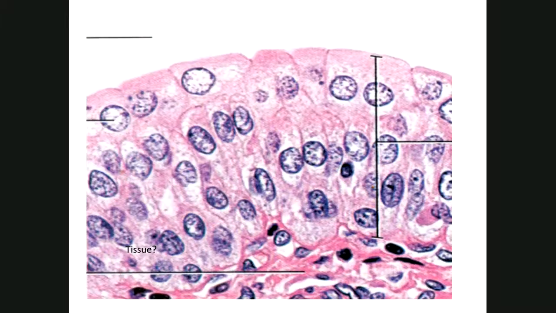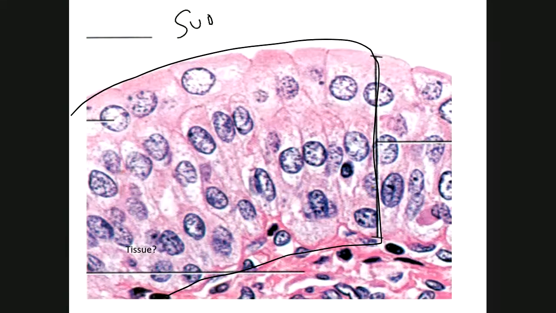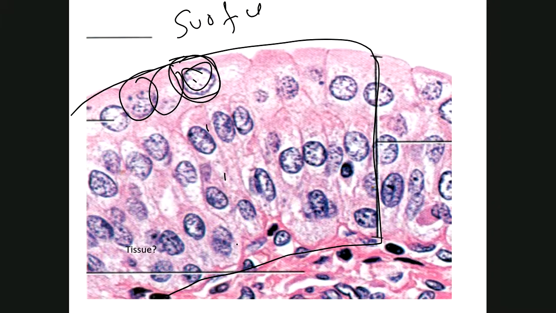Okay, this one right here is facing the surface, and so this is epithelial tissue. The cells on top have a round nuclei, suggesting a round cell, and there are many layers. So this is stratified tissue, and by the shape of the cells on top, this is transitional epithelium, found in the urinary bladder.